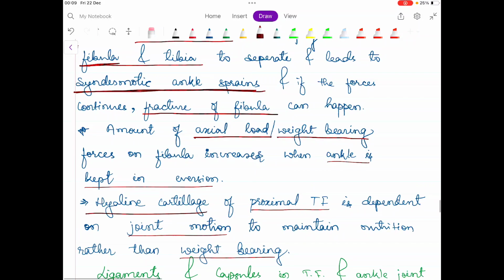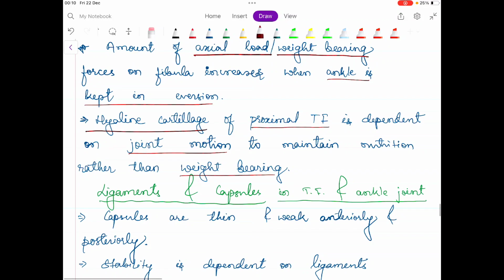So these were three small sentences that were very important for you to know. The next part is the ligaments and capsules in the tibiofibular and ankle joint. I think I'll discuss it in the next video, because this video is already 20 to 25 minutes long. So I'll just drop this video here and discuss it in the upcoming video.